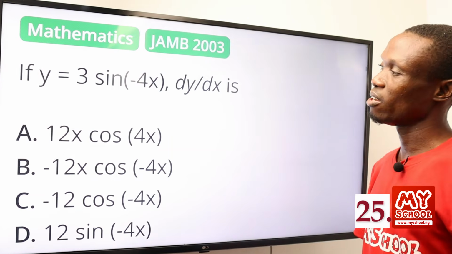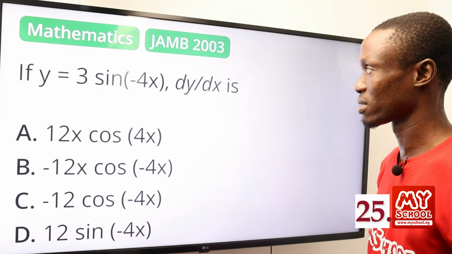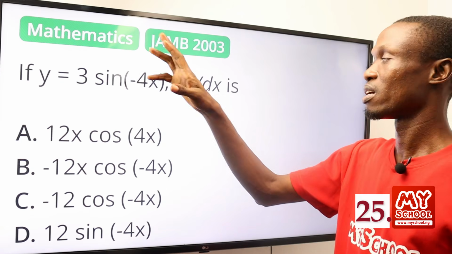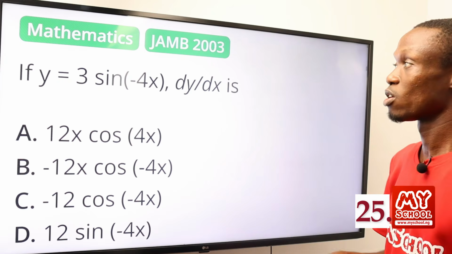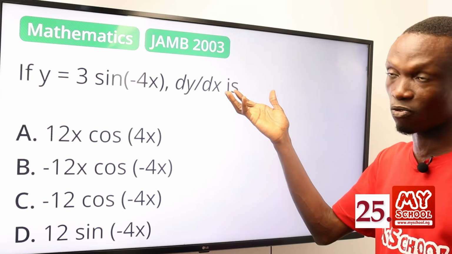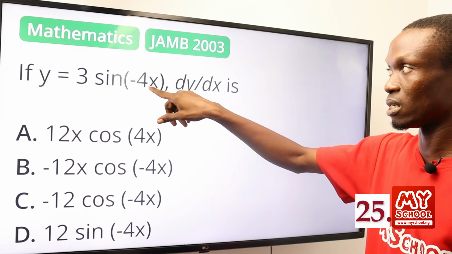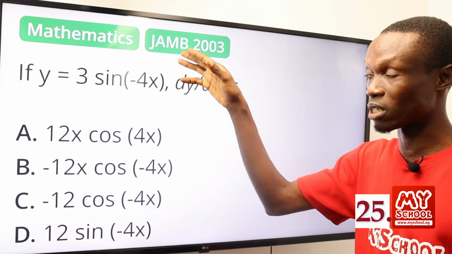Question 25. If y is equal to 3 sine, bracket open, minus 4x, bracket close, find dy dx. So basically they're asking you to differentiate 3 sine of minus 4x. If you are given a question like this, don't bother yourself too much. It's very easy. Just use the coefficient of x, in this case minus 4, to multiply whatever number you have behind.